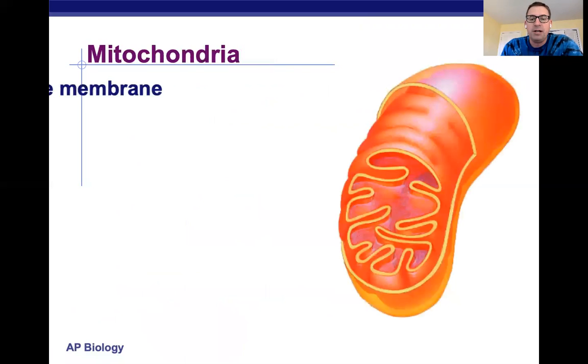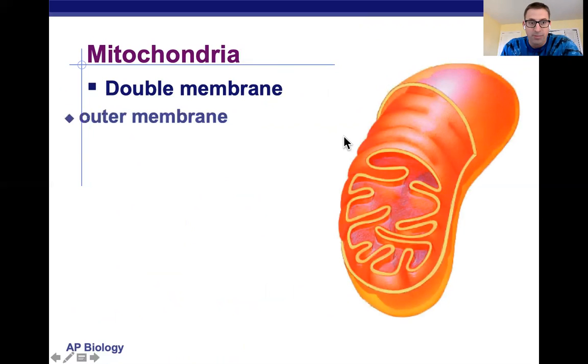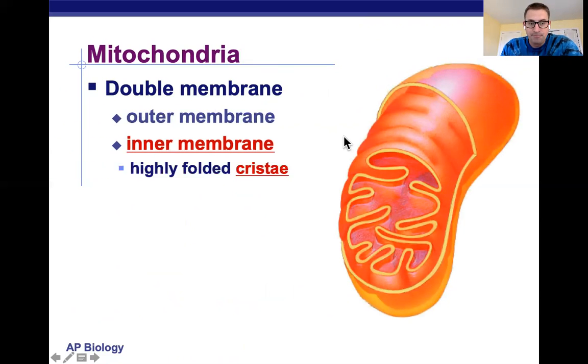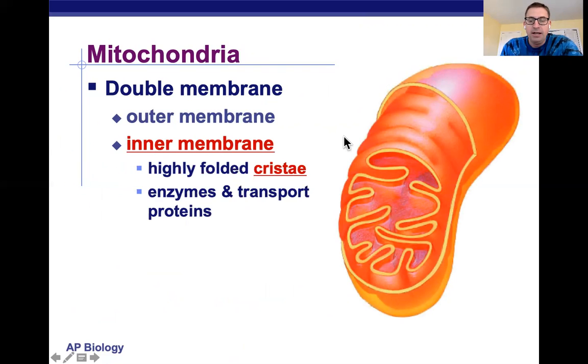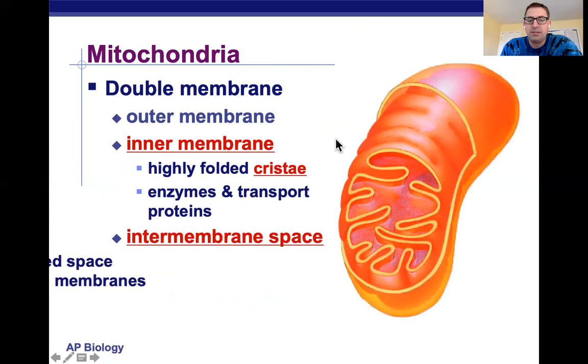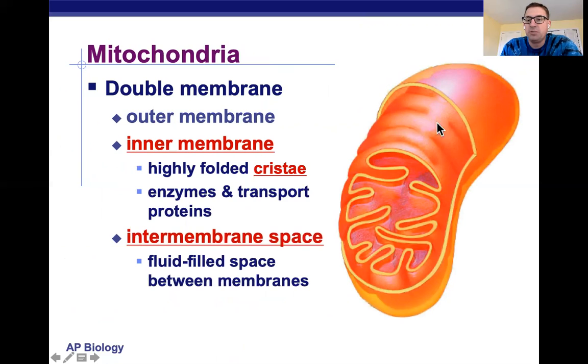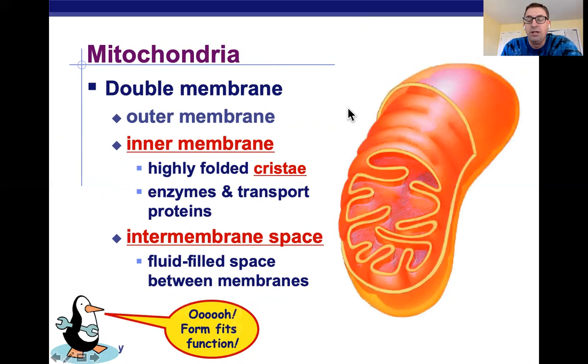So when we talk about the mitochondria, remember it has a double membrane, right? It's got the outer membrane and the inner membrane. The inner membrane's all folded up into cristae. And within the cristae are those enzymes and transport proteins of the electron transport chain. And this area between the outer membrane and this inner membrane is the intermembrane space that's filled with fluid that plays a really important role in the electron transport chain.